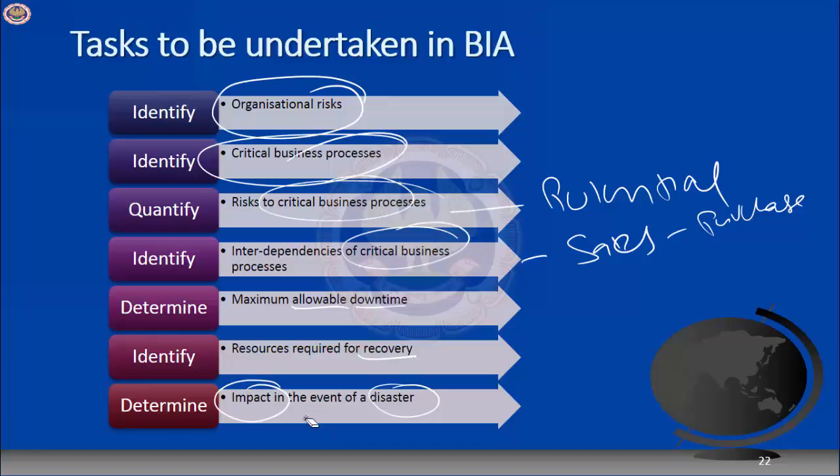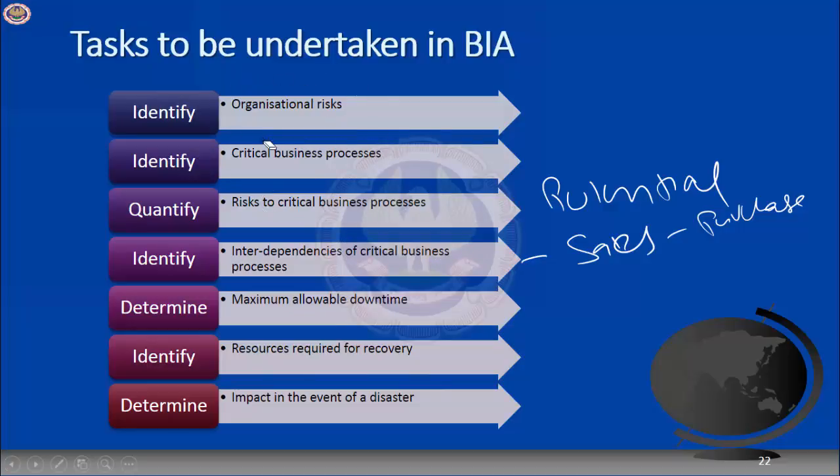Okay. Now let me explain this from another point of view. BIA is the most important aspect, and as I said, in most of the exams you have questions around the BIA. So first we look at the organizational risk. Based on the organizational risk, you also decide the critical business processes. You also look at the risk to the critical business processes, identify the dependencies, identify the allowable downtime, and then you decide what resources are required to run, and also ultimately what the impact in the event of a disaster will be, which will be the potential loss.